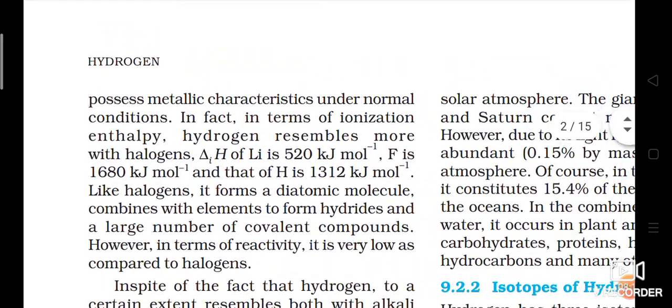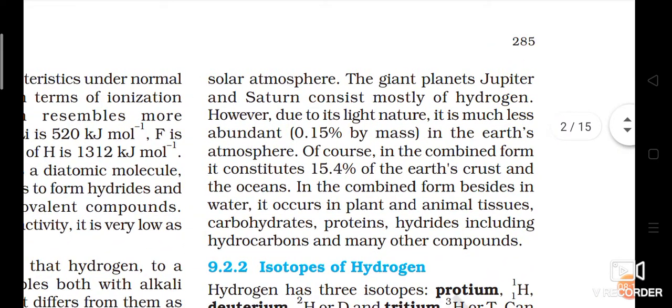and is a principal element in the solar atmosphere. The giant planets Jupiter and Saturn consist mostly of hydrogen. However, due to its light nature, it is much less abundant elsewhere. There might be a true or false question: planets Jupiter and Saturn consist mostly of hydrogen. True or false? This is a correct statement. You should be able to state the correct statement, as this question might come.